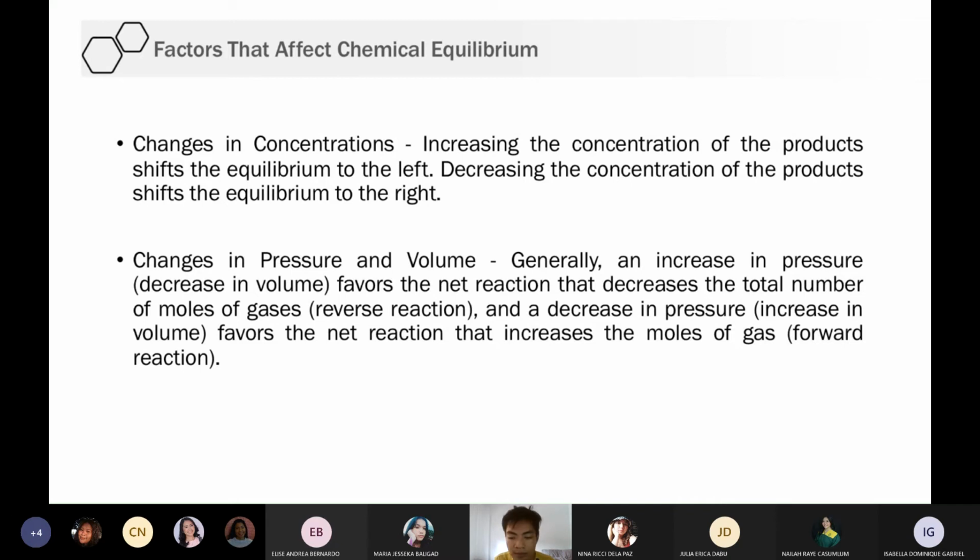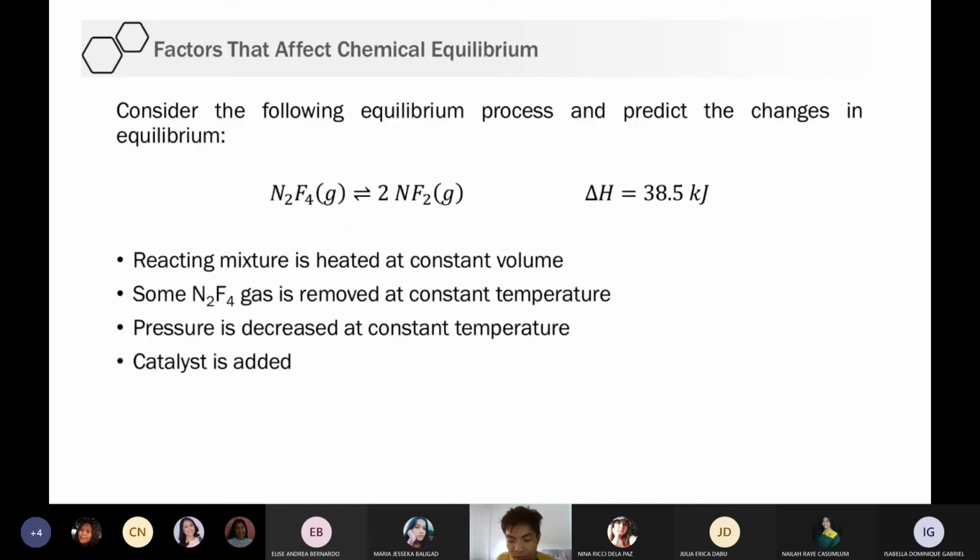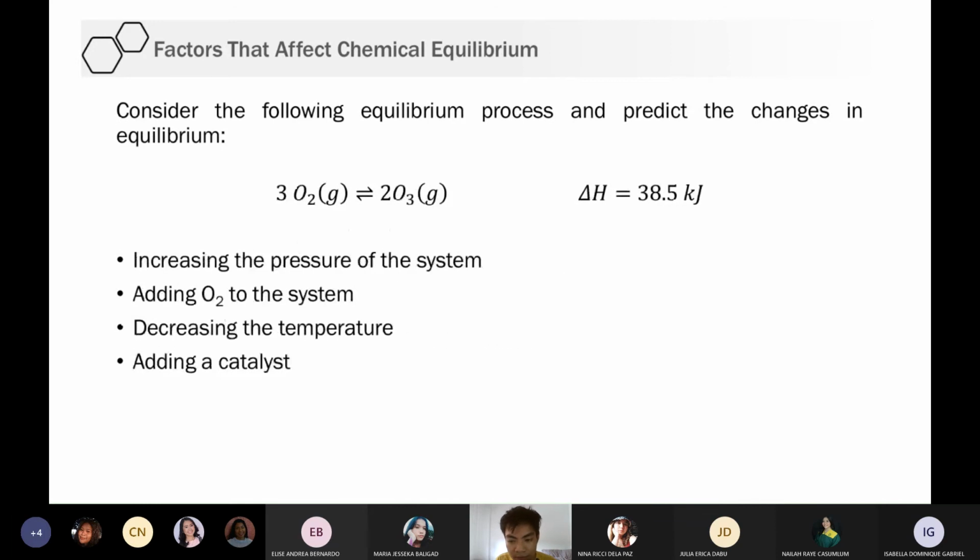Pag temperature, kapag in-increase mo yung temperature, okay yon sa endothermic reaction. So that means it will promote the formation of products. Kapag binabaan mo naman yung temperature, that is favorable also with the exothermic reaction to produce the products. And catalyst, walang effect yun sa equilibrium. So let's try some two items here. So we have two items here.